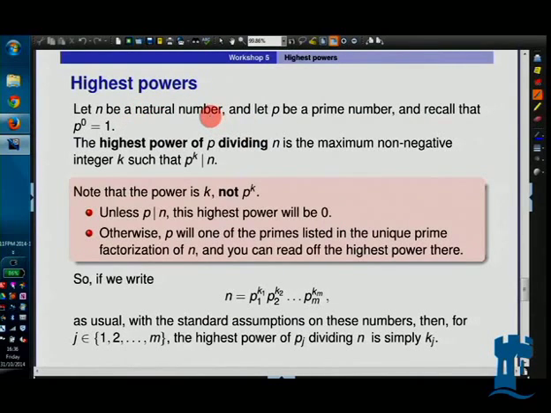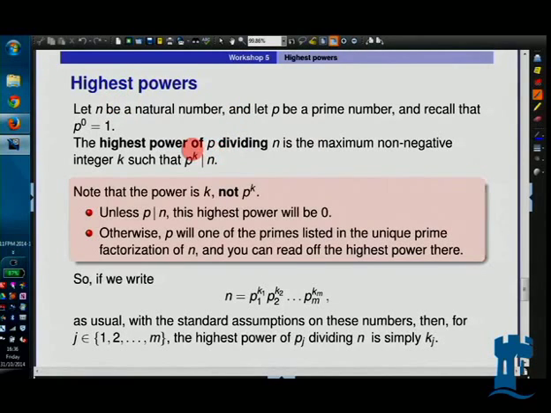So you take a natural number, and you take a prime number, and you note that p to the naught equals 1. OK? And now you ask, what's the biggest k could be so that p to the k divides n? And that might be naught. If n is not divisible by p, then the best you can do when you're using p is to take p to the naught, because 1 will divide into n.